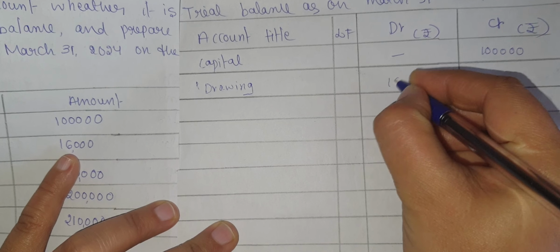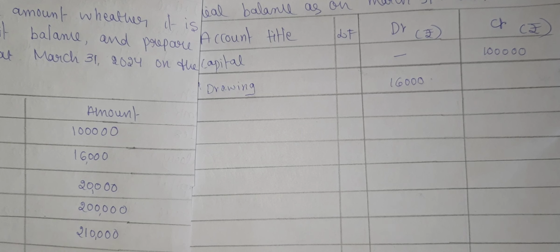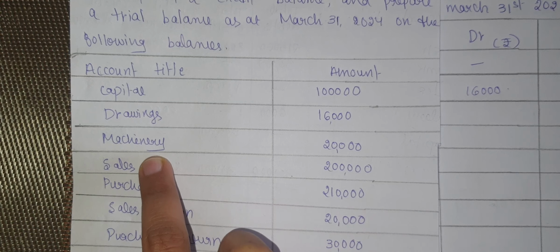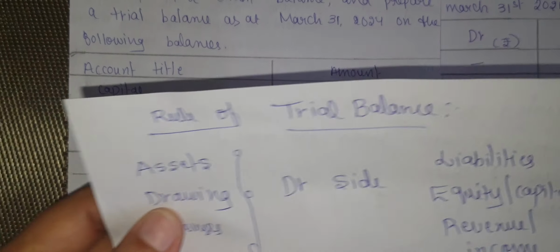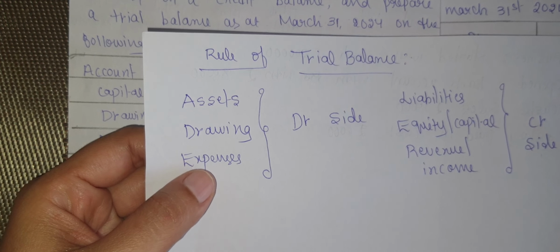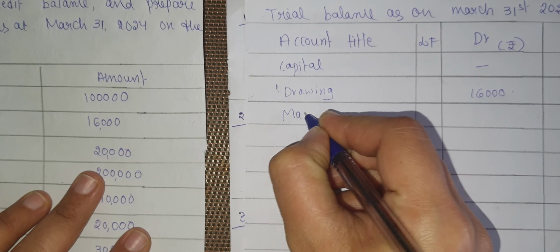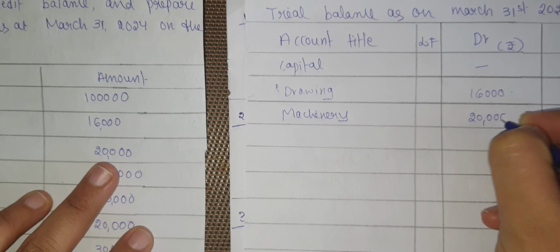Drawing is rupees 16,000. Next one, machinery. Machinery is a fixed asset. That is rupees 20,000. All assets will come on the debit side. See the rule: assets, drawings, expenses, debit side. So machinery, it is a fixed asset, that is rupees 20,000.